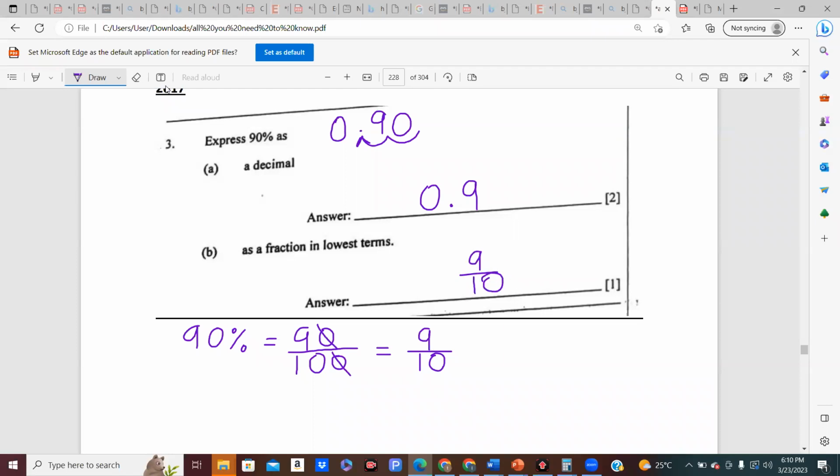All right, any questions on that? Nine over 10. So this is basically the same as simplifying, right? Yeah, that's basically the same thing as simplifying, yes.